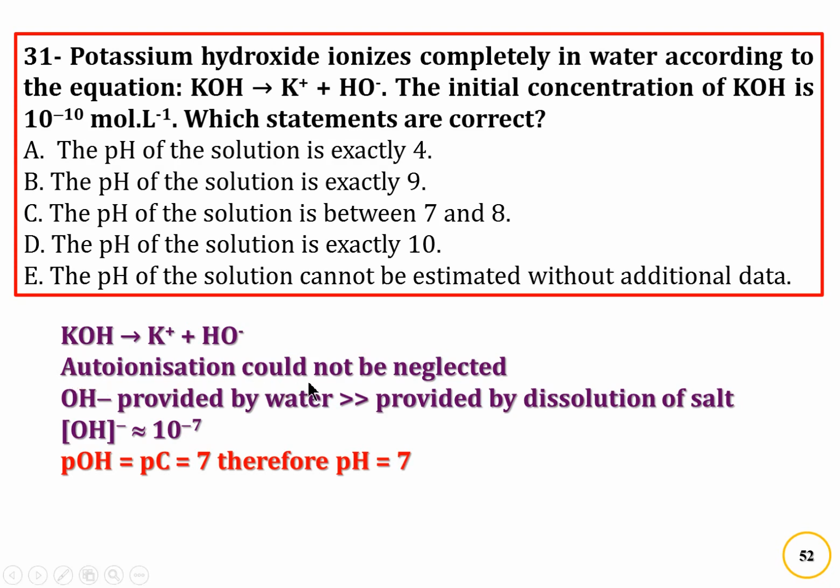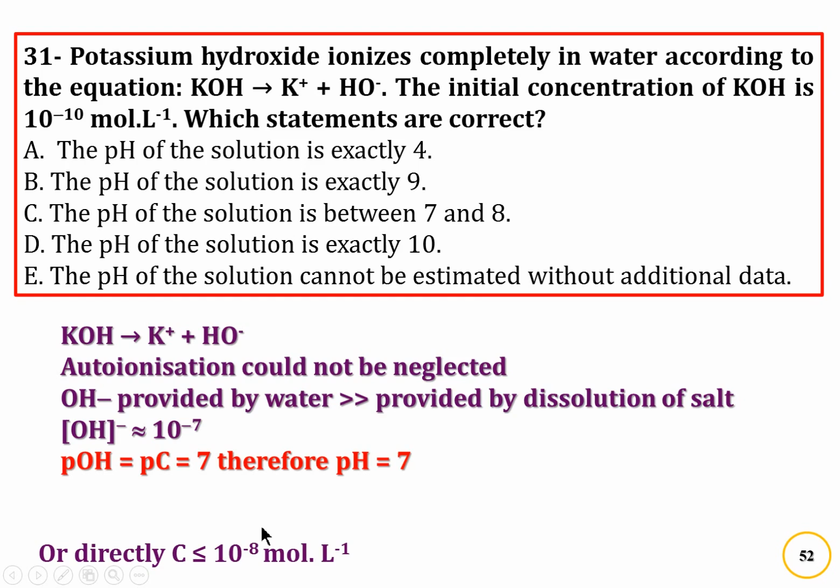So autoionization could not be neglected, and this is the dominant reaction that determines the pH of the solution. So OH- provided by water is greater than OH- provided by the dissolution of salt, and therefore we neglect the value 10^-10 with respect to the value 10^-7. So OH- in the solution is practically 10^-7 molar. We apply the relation pOH equal pC equal minus log 10^-7 equals 7, therefore the pH equal 7.